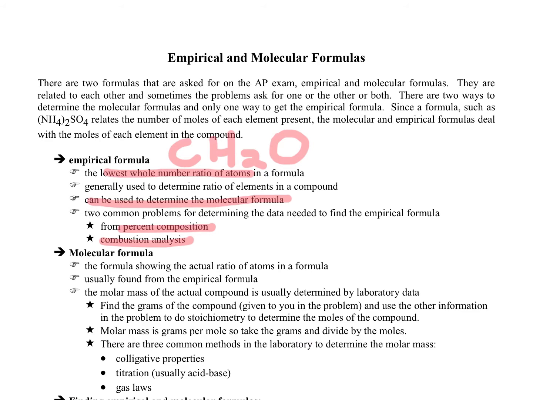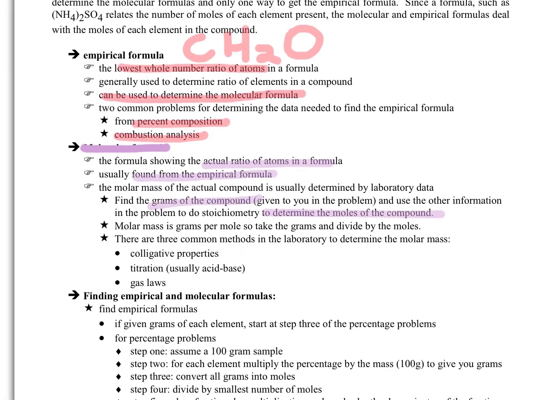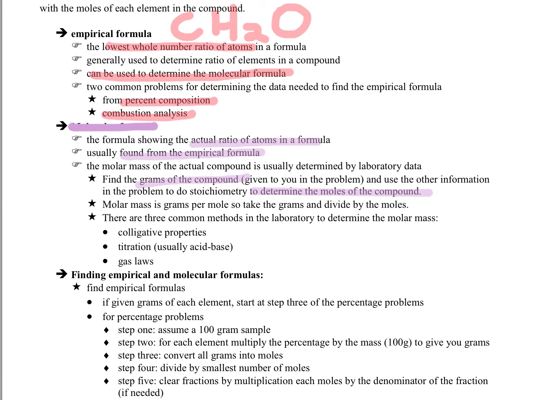For molecular formula, it shows the actual ratio of atoms in a formula. It's usually found from the empirical formula. So if we find the grams in the compound, we can use this to determine the moles of that compound. And in lab, we will use molecular formulas in 3 ways: for colligative properties, titration, and gas laws.